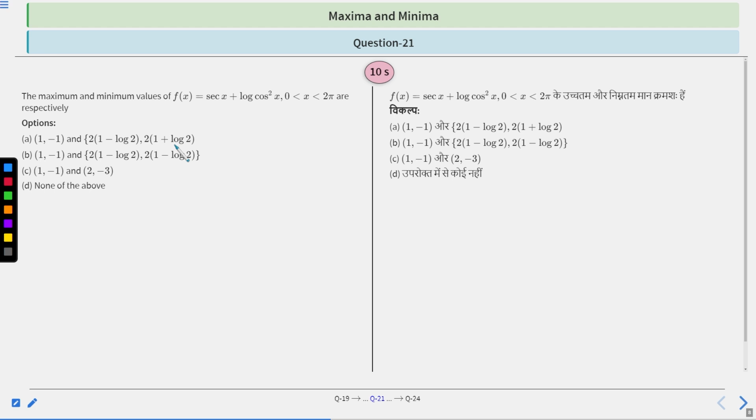And see, we are also given this interval 0 to 2 pi, clear? So you have to check at the endpoints also, right? At x equal to 0 and x equal to 2 pi. So in this way, you can reach the result in this question. Okay. So you have 10 seconds to solve this question. After 10 seconds, we will discuss the solution.